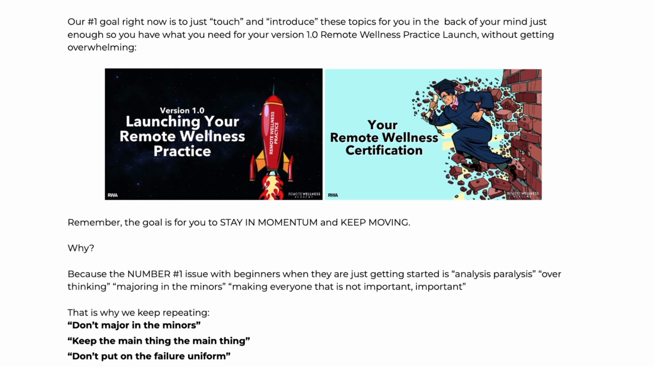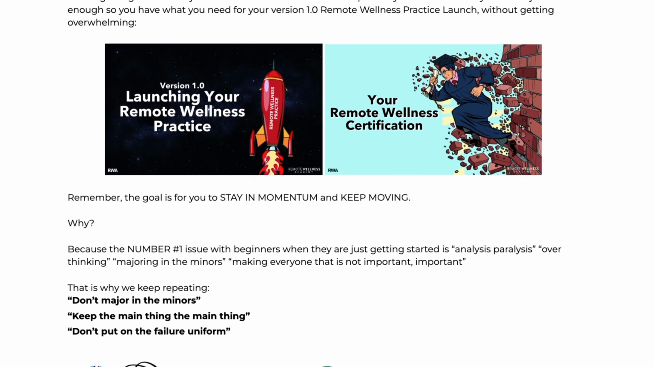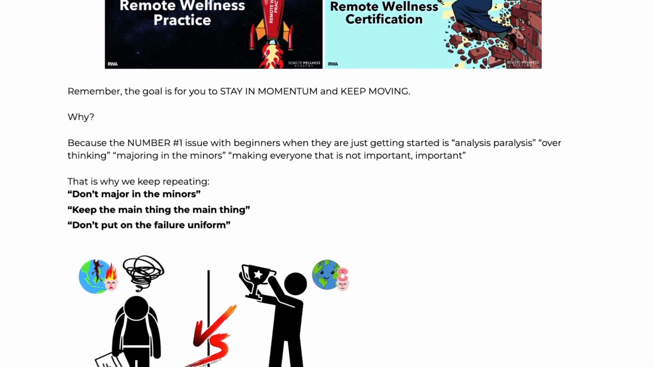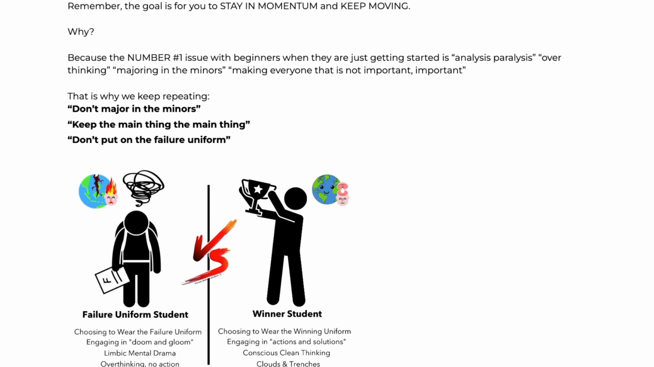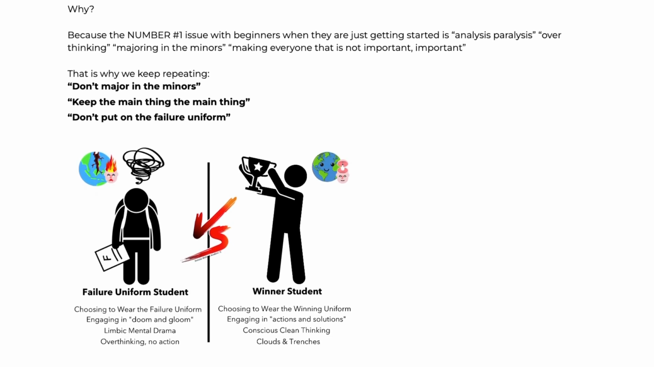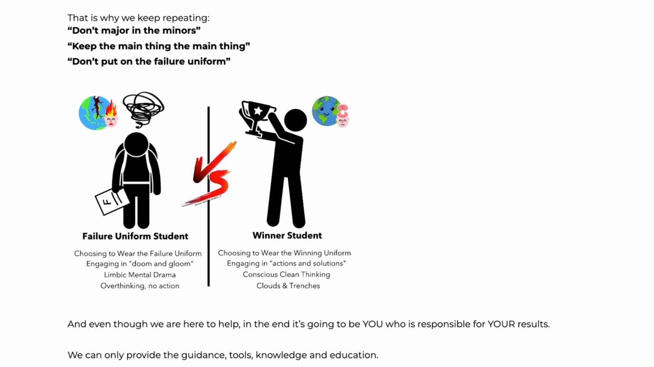Now, I know I've said this a gazillion and 2 times, but I'm going to make sure I go ahead and hit this again and again and again. The goal is for you to stay in momentum and keep moving, because the number one issue with beginners when they are getting started is analysis paralysis, overthinking, majoring in the minors, making everything else important that is not important, okay? And so this is why we keep repeating, don't major in the minors, keep the main thing. Do not put on the failure uniform. Don't put all of your energy and focus on getting distracted and procrastinating and all this kind of stuff.